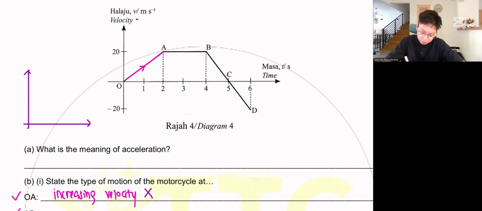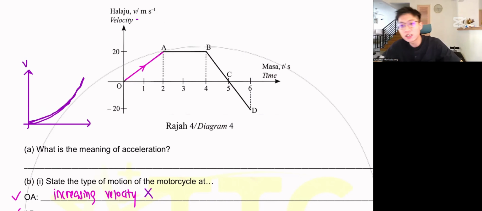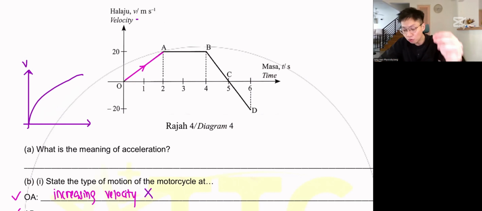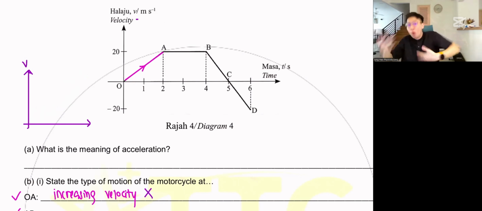Don't forget, if I draw this line, your velocity is increasing. If I draw this line, your velocity is also increasing. If I draw this line, your velocity is also increasing. So how do we distinguish them? You get what I mean or not? "Increase" is a general word. You have to tell me how it increased.